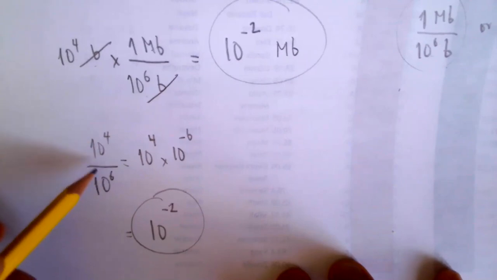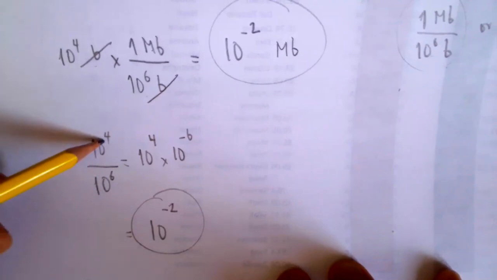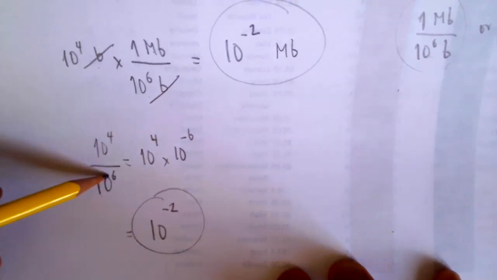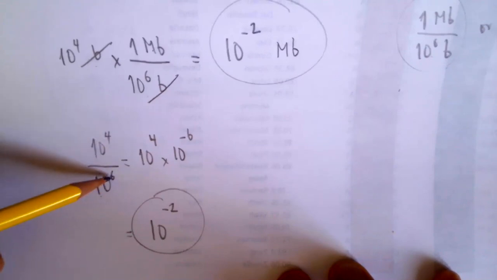Okay. Is it clear? Let's review a little bit of powers, how to divide powers. 10 to the 4th divided by 10 to the 6th. The 6 goes up, but with the opposite sign, right?